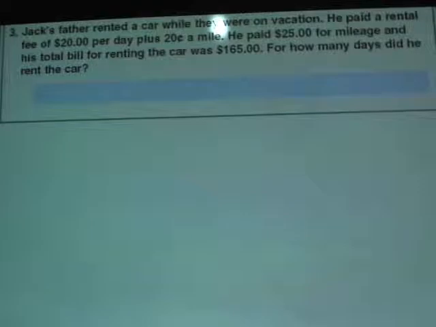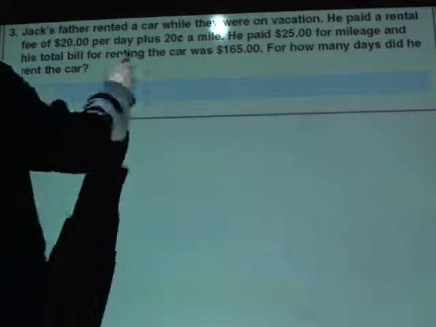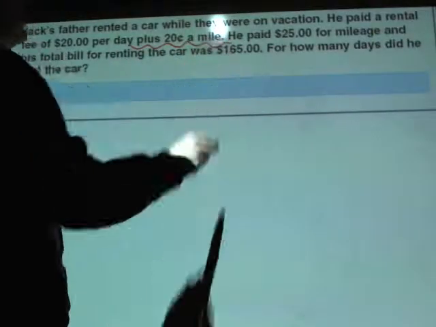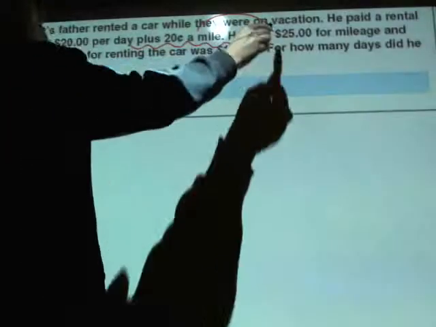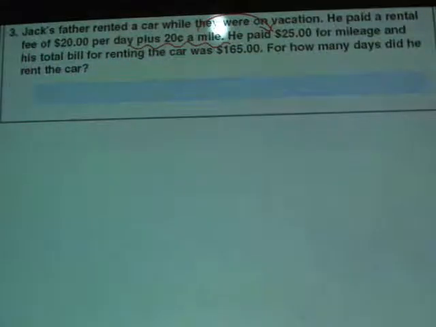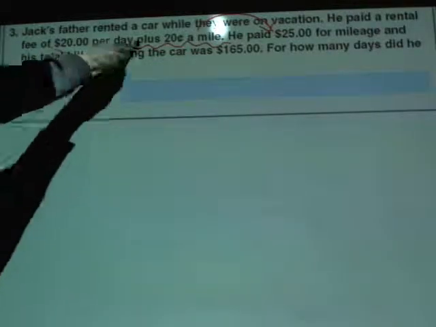So first off, you want to notice that they've given us some extra components here. They've told us that he's paying 20 cents a mile, which looks like it would be important to the equation. But then they go on to tell us right here that he's actually just paying a flat $25, or he has paid $25 for the mileage at 20 cents a mile. We could figure that out, but it's not important. The part that's going to change here is this part, because it's $20 per day, but we don't know how many days he's rented that for.